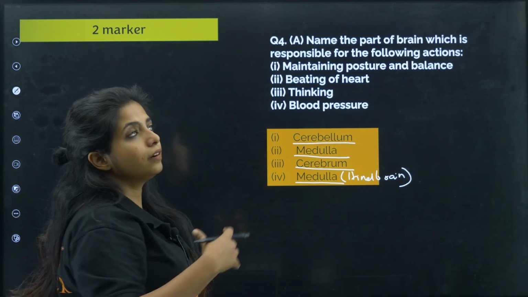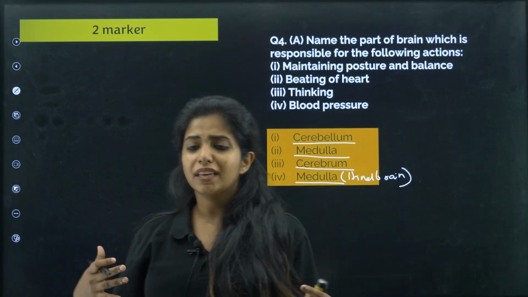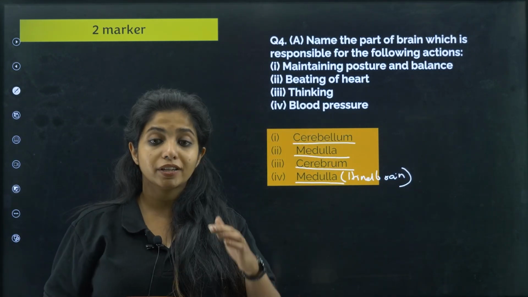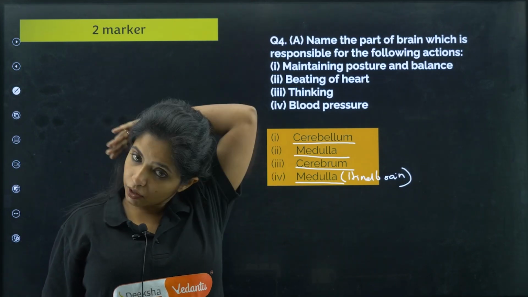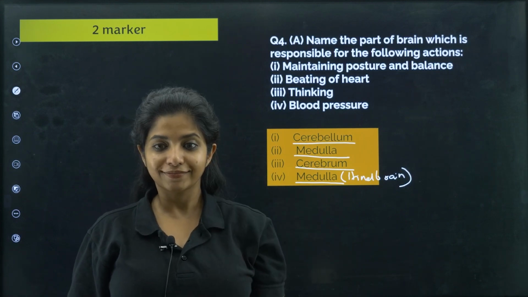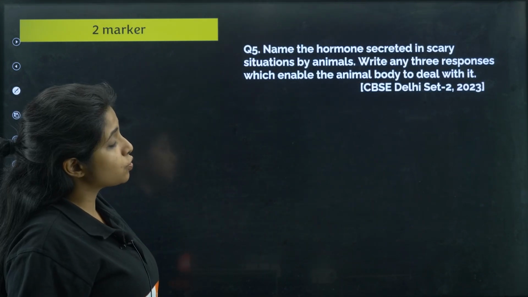So your involuntary actions like swallowing or vomiting or basically breathing, everything is controlled by the medulla oblongata, which is known as the respiratory center or basically the breathing center of the body. It controls the rate of your breath and everything, your heartbeats, everything. Cool?